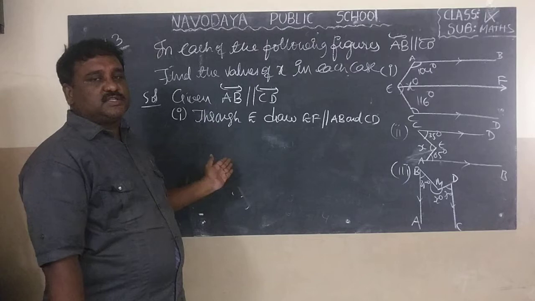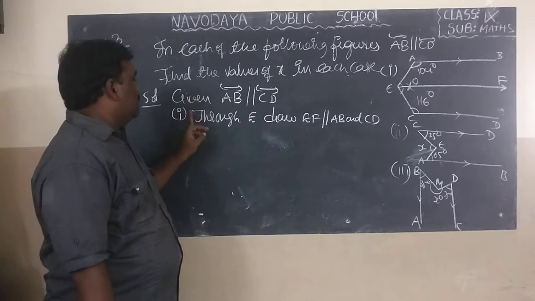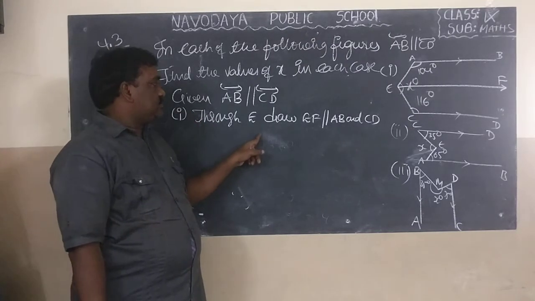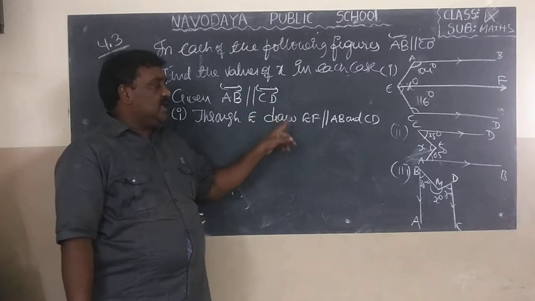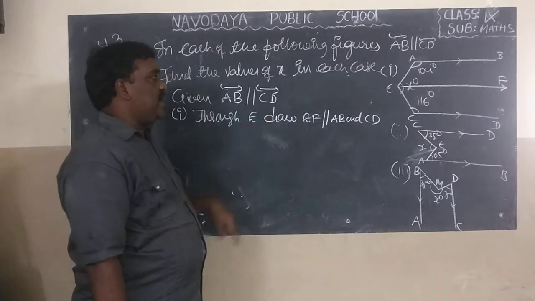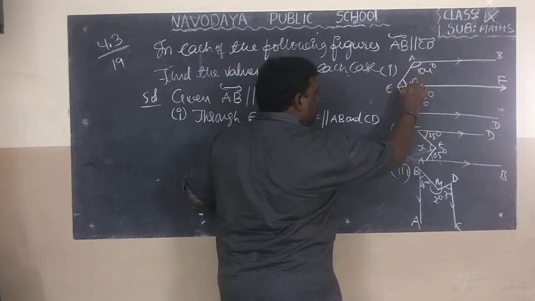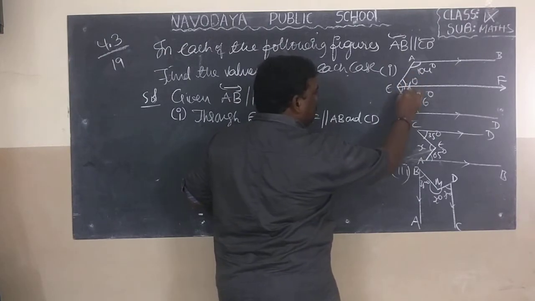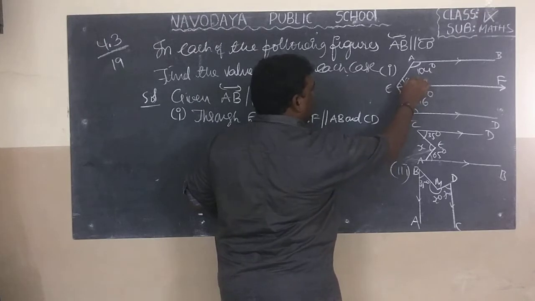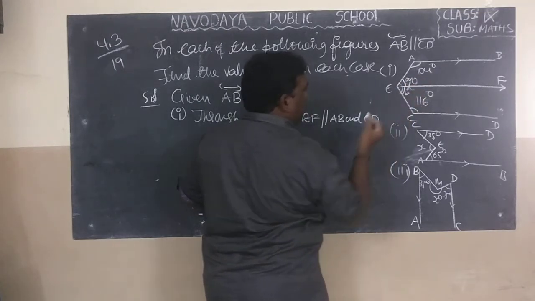Construction, to find out the value of X. Through E, draw EF parallel to AB and CD. Then the total angle is divided into two parts. First part is small a, second part is small b.